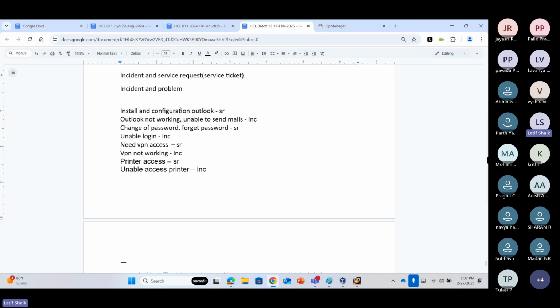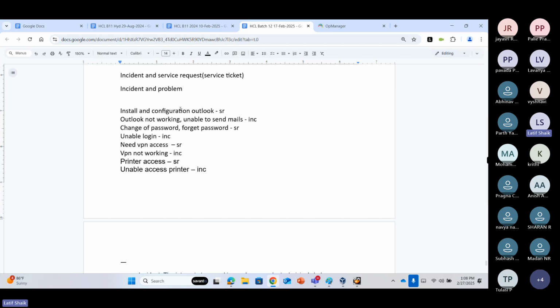Check it. Someone reports that my Outlook is not working. I'm trying to send mails, but mails are not sending. So it is an issue, right? It's not about installation or configuration. It's already there, but not working. It means it's a kind of incident ticket.